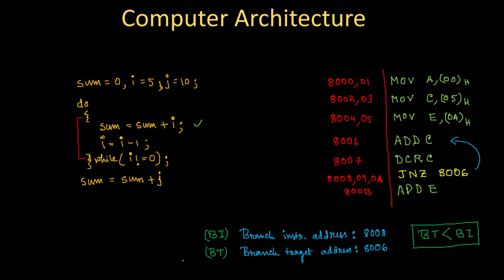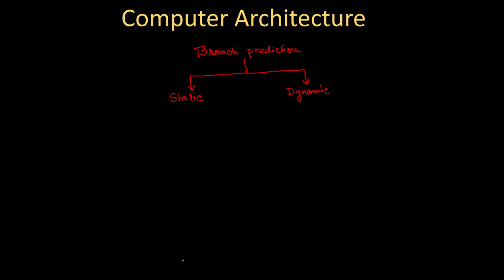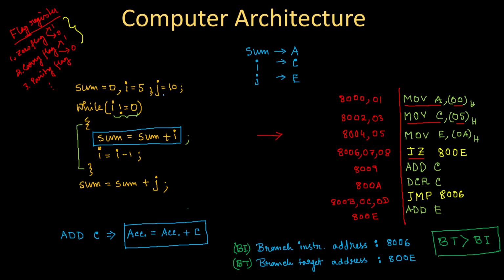So we have basically discussed the static branch prediction issue. Okay. We have seen that just by checking the branch target address and branch instruction address, a hardware can decide whether predicting the branch will be taken or not should be better for that program.